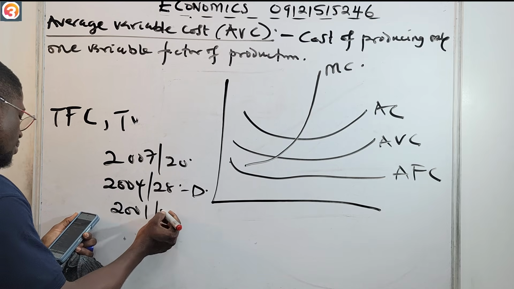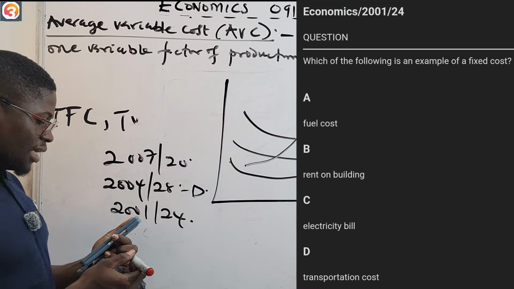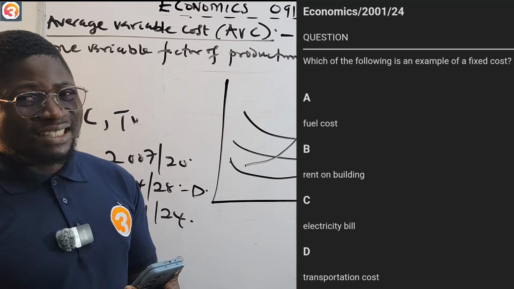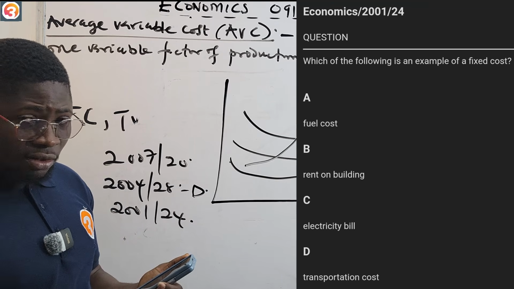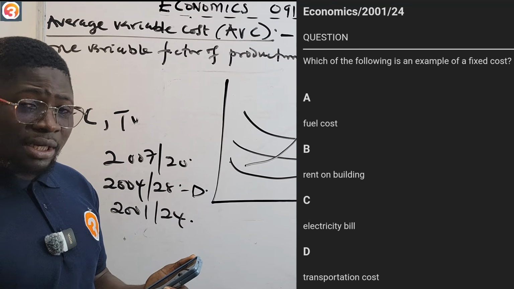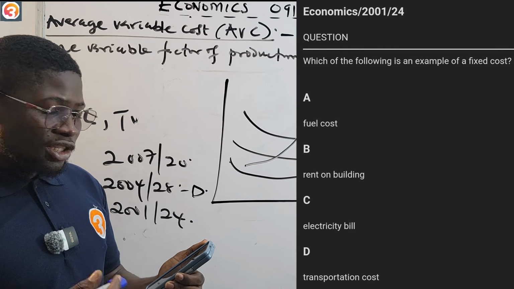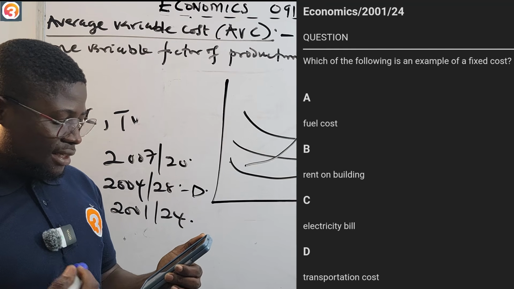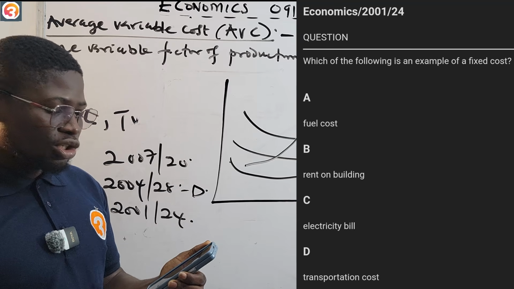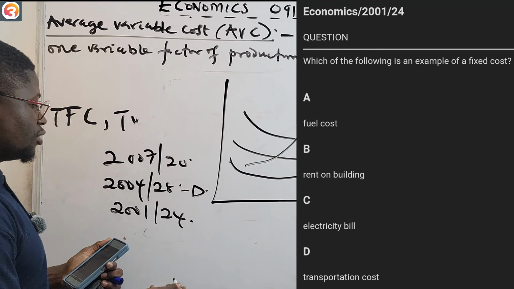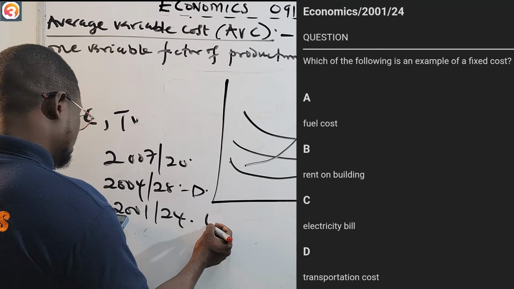2001 number 24 says, which of the following is an example of a fixed cost? You know what fixed costs are: your land, your buildings, your machineries, all of those. A, fuel cost; B, rent on building; C, electricity bill; D, transportation cost. That will be rent on building. The correct answer is option B.